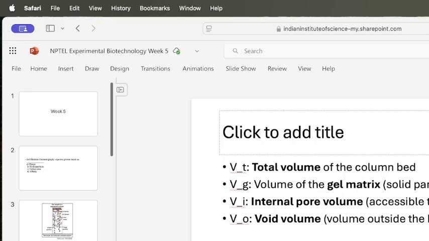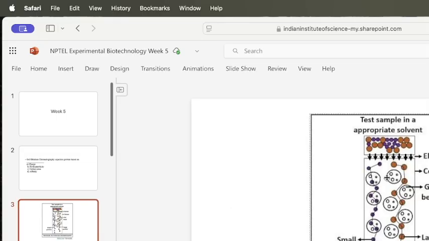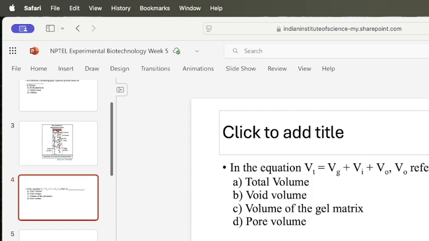So proteins that do not get into the bead go through the spaces between the beads, and this is the void volume. And they are asking for VO. So the right answer here is void volume. Good.